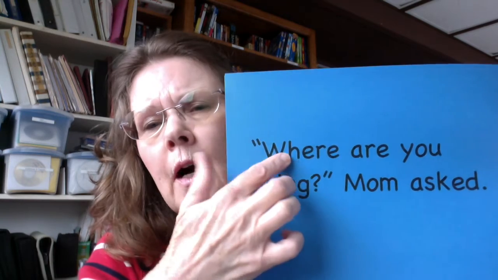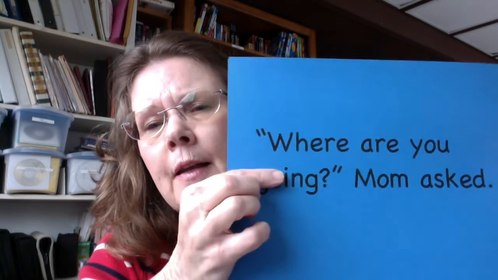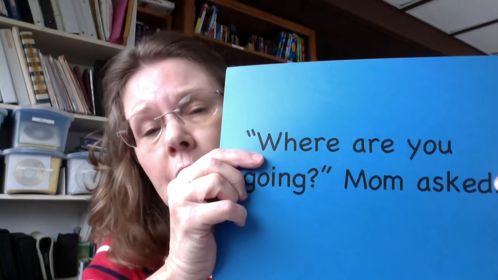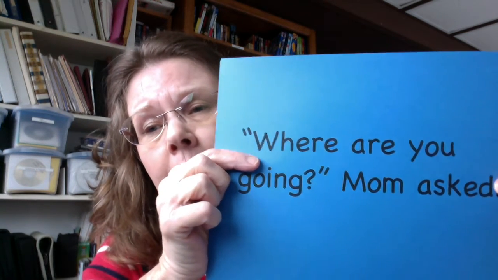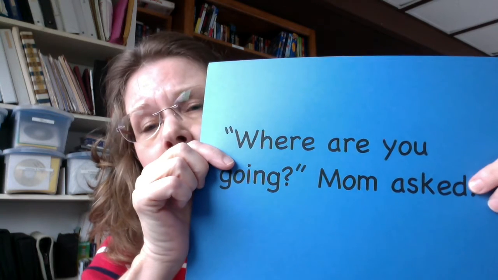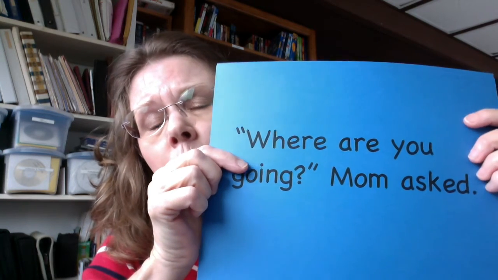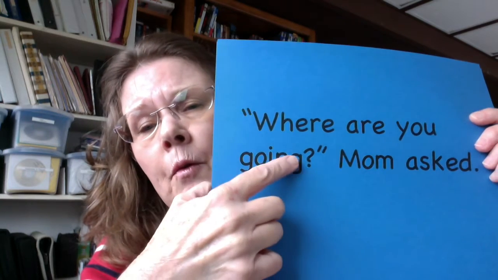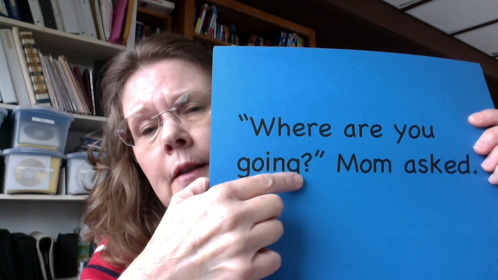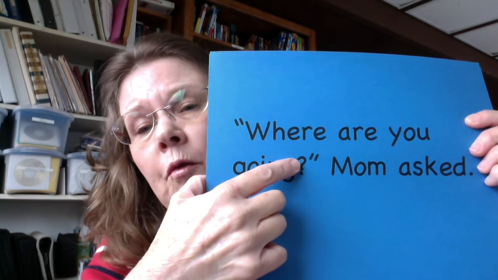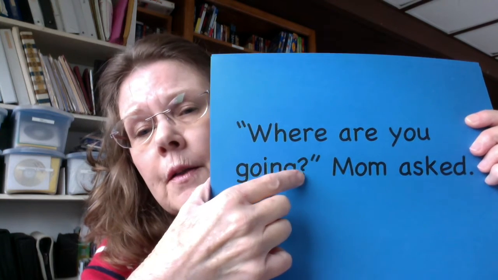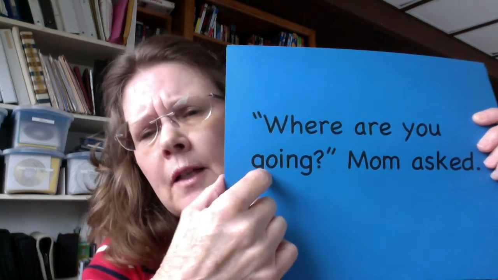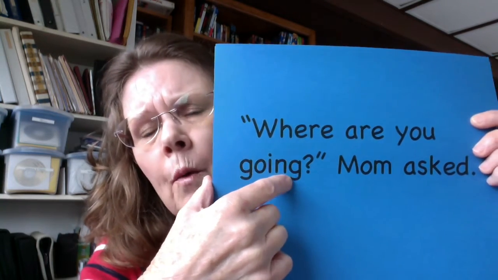If the quotation comes first and then the person who's talking, or the explanation of who it is that's saying that, comes second, like right here, Mom asked, then what you do is you put whatever punctuation mark you need, it goes right after the quotation, and it goes before the quotation marks. So this is what he's saying. He's saying, "Where are you going?" Or that's what she is saying, "Mom, where are you going?"